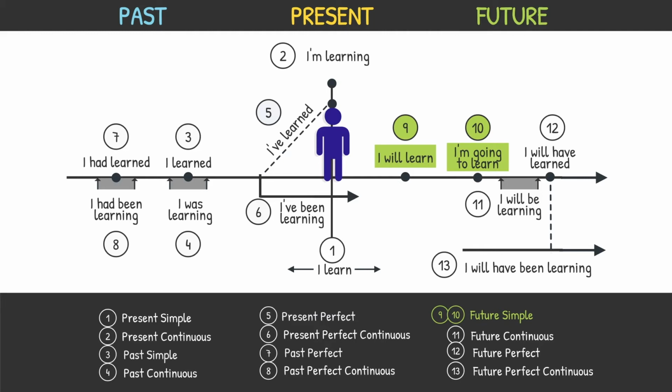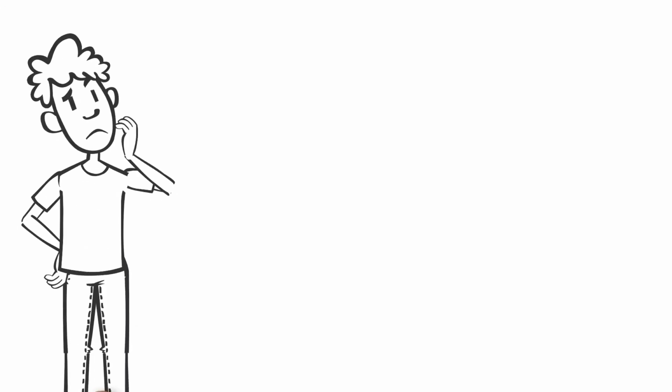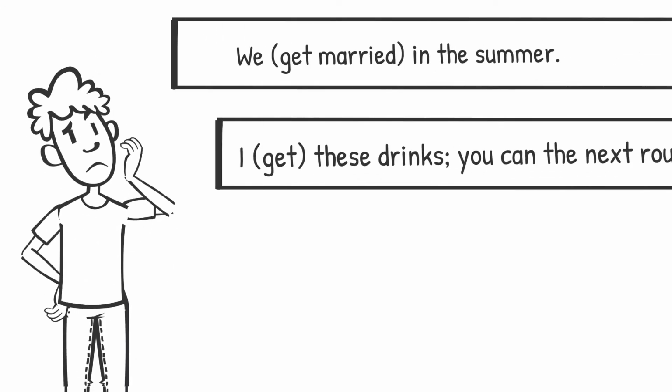Number 9 is positioned closer to the central character because number 9 is something spontaneous. Therefore, we use will for things which are more spontaneous. 10, or going to, is a little bit further in the future because we use 10, or going to, as a plan. So take a look at the following 4 sentences and decide which verb, will or going to, is more logical.